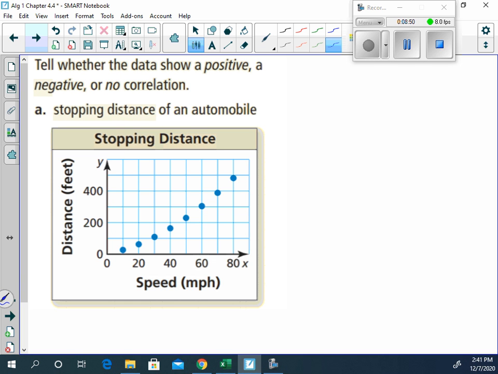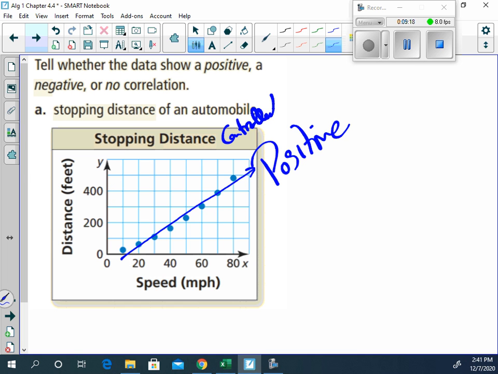How about stopping distance? Positive, because again, the numbers are pretty close together. We can draw a line, and it's going up. So the faster you go, the longer it takes to come to a stop. Or I would say a controlled stop.